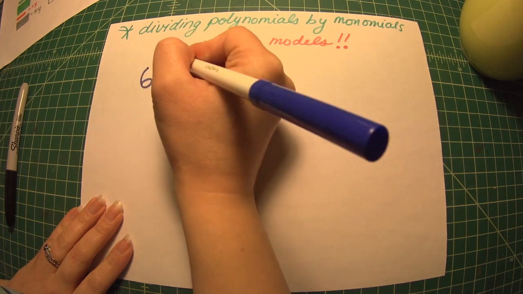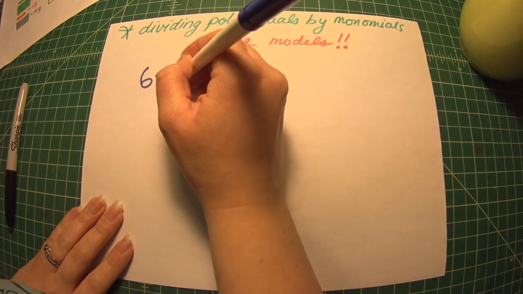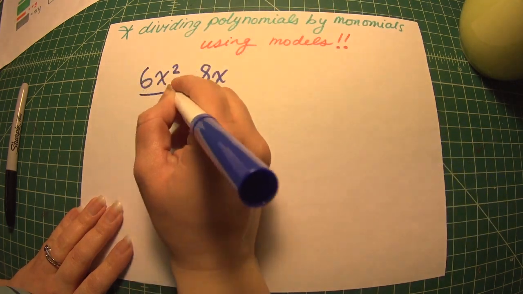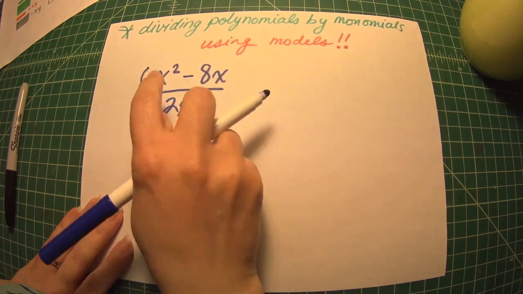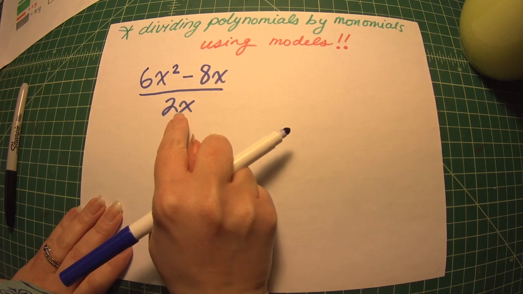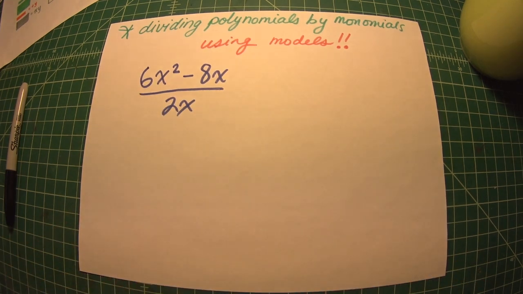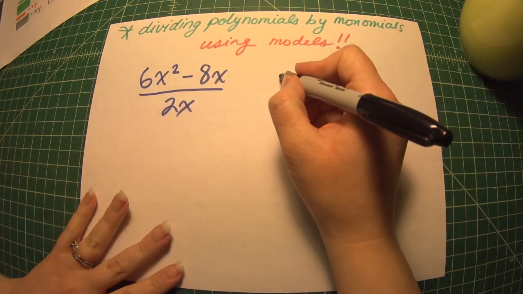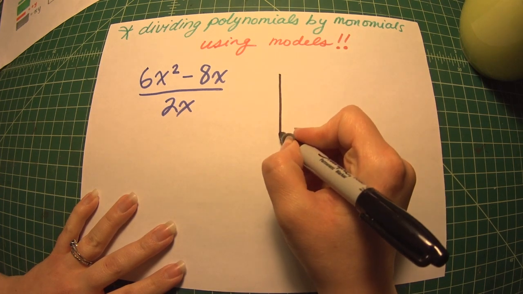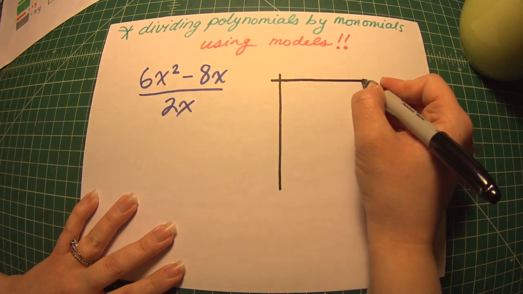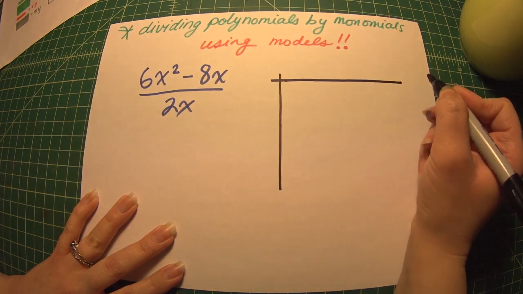So we've got 6x squared minus 8x divided by 2x. So you see we've got a polynomial divided by a monomial, just one term. So first thing we're going to do is draw our frame. Okay, anytime we're modeling using algebra tiles, that's how we start. For multiplication and division, I should say. Addition and subtraction, we don't need the frame. But multiplication and division, this is always how we start.